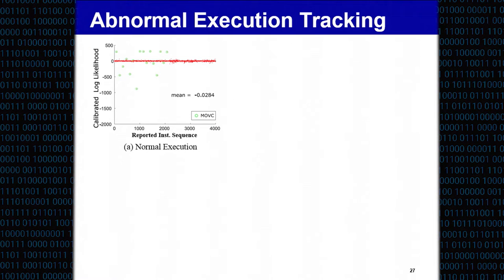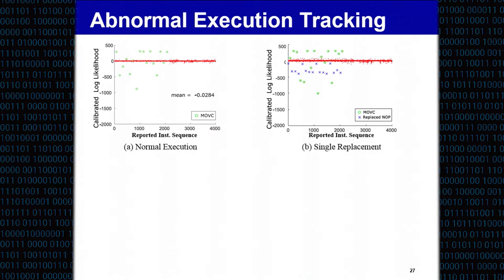This figure shows the calibrated likelihood of the reported instruction sequence in normal execution case. We can see the calibrated likelihood for most reported instructions are very close to zero. We also observe some values deviate from zero a lot, as indicated by the green circles. In fact, all these values correspond to the same reported instruction instance, and their mean is still around zero. One possible reason for this phenomenon is that most instructions on our platform use an 8-bit register, but this instruction indicated by green circle uses a 16-bit register. So it may be more sensitive to the operand factor, and its observation value varies a lot.